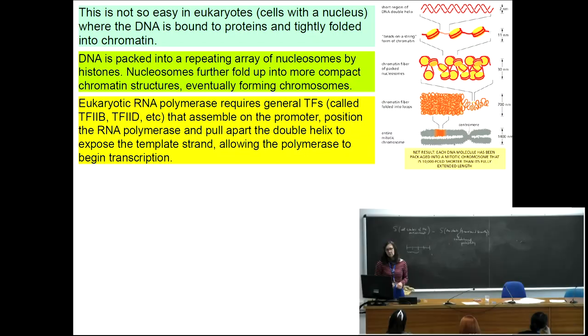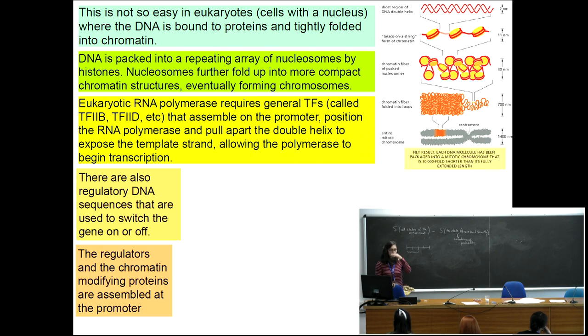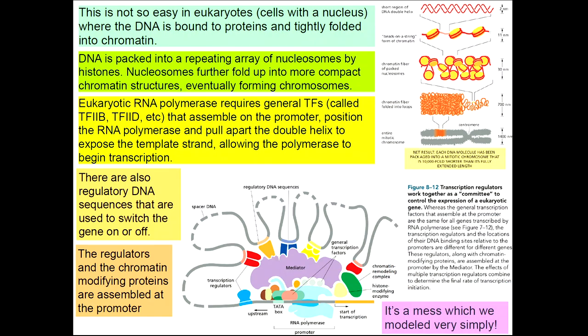And then you have some molecules that bind that are called general transcription factors that assemble on the promoter to allow the polymerase to read the genetic information. And there are also regulatory sequences that are used to switch on and off those transcription factors that we were talking about. And then you have to change all this packing, and this stuff is very, very complicated. And so you have all these transcription factors, effectors, etc., to regulate gene expression.